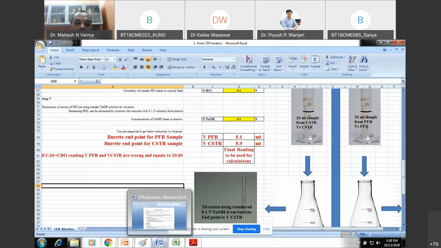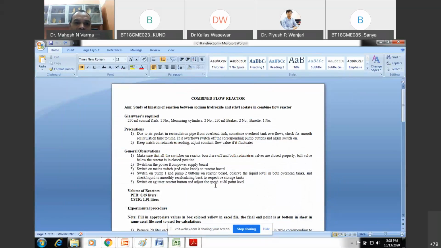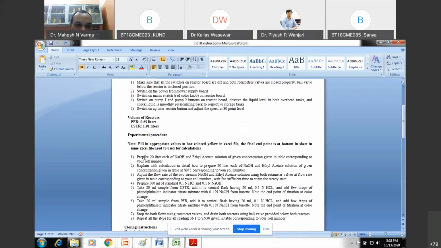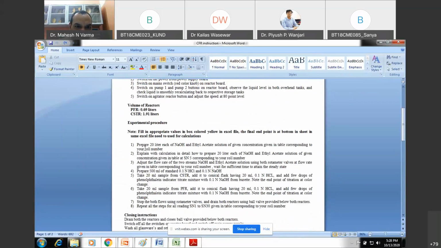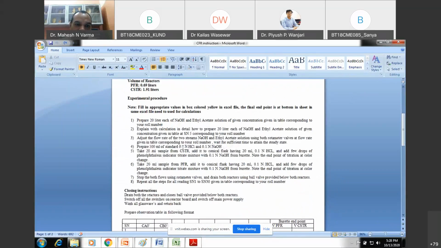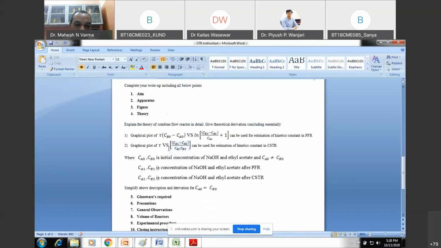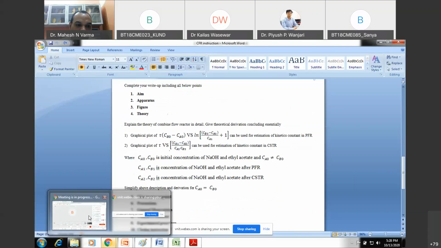So this instruction, you read properly. Here, everything is given actually. Fill in the appropriate value in the boxes colored yellow in the Excel file. Endpoints at the bottom of the sheet in the same Excel file can be used for calculations. It is given actually. You read the instruction properly and then you go ahead.